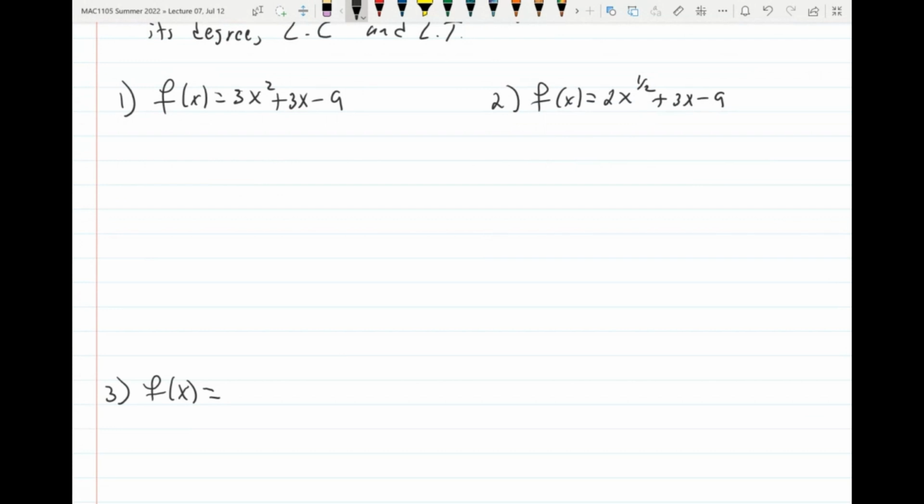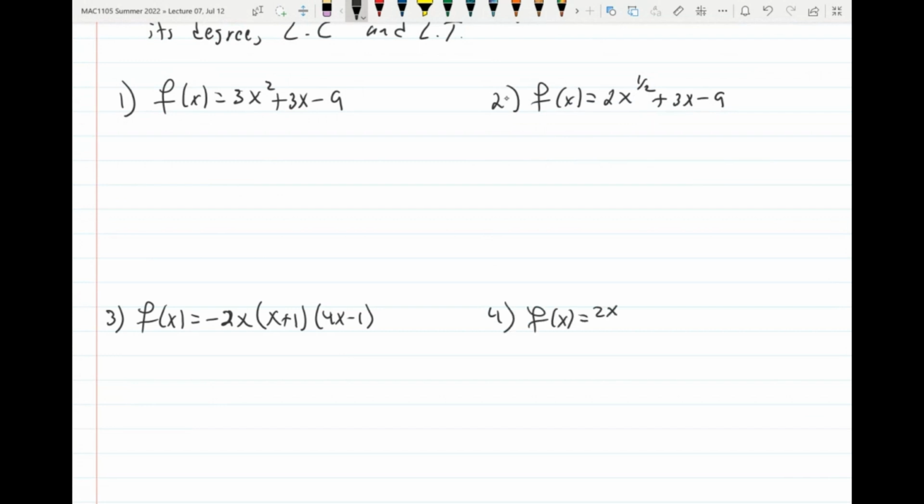Let's do here f of x equals negative 2x times x plus 1 times 4x minus 1. And let's do f of x equals 2x plus 1 over 3x squared minus 5.